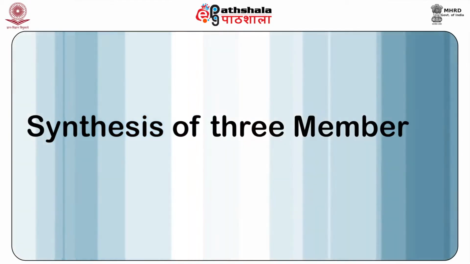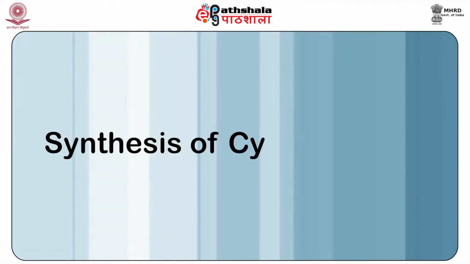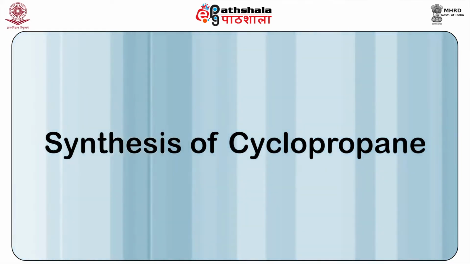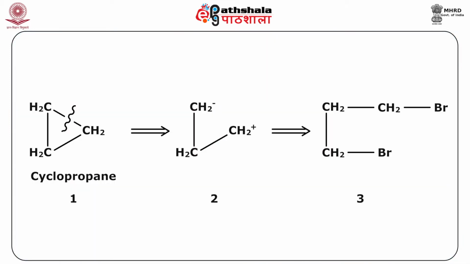Let's look into the synthesis of three-membered rings. Synthesis of the simplest cyclopropane ring structure. Retrosynthetic analysis. The disconnection or retrosynthetic analysis of cyclopropane is given here in the figure. A one bond disconnection approach has been utilized for the cyclopropane ring. The use of a functional group oriented approach is required.